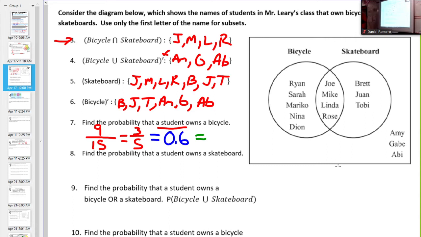Yeah, absolutely. Or how do you write 0.6 as a percent? Not 6%. 60%. Right, 60%.